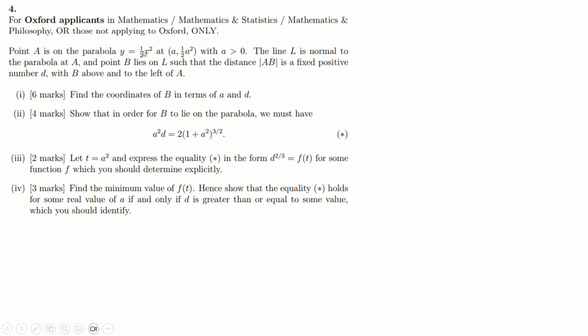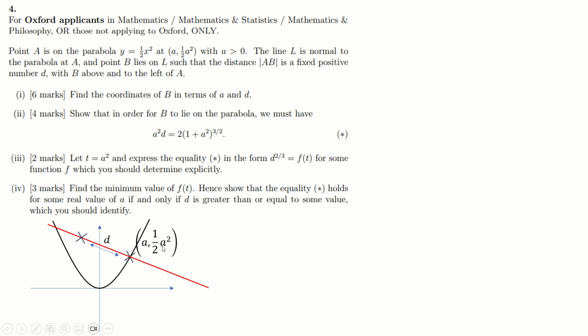We've got parabola y equals a half x squared. So okay, let's just draw that. Point A obviously is a, a half a squared. I'll just say that's there somewhere. A bigger than 0, fine. The line L is normal to the parabola at A, so that's going this way, of course, at 90 degrees. And B lies on this line L, such that we've got a distance of d from A, up and to the left, so over here somewhere. So like it could be there, for instance, with that distance being d from point to point. Okay, so that's the setup. Find the coordinates of B in terms of a and d.